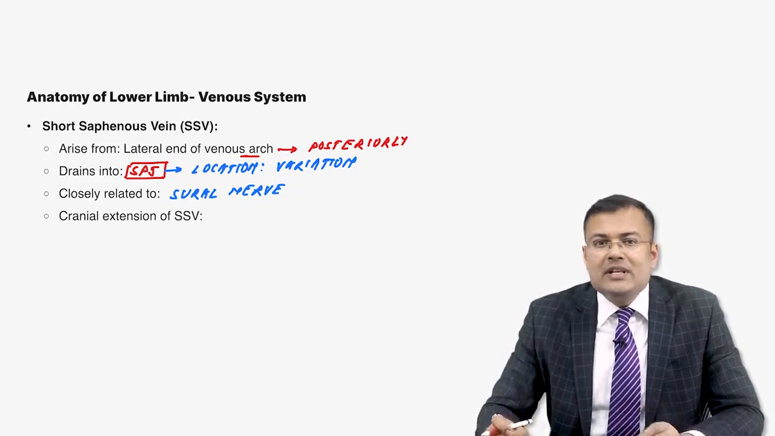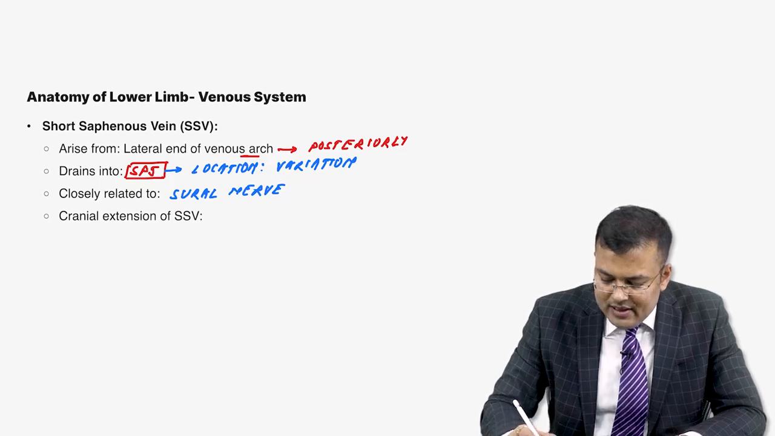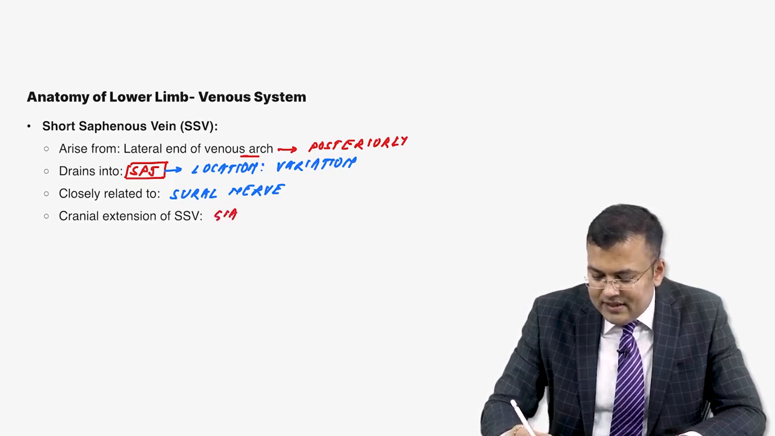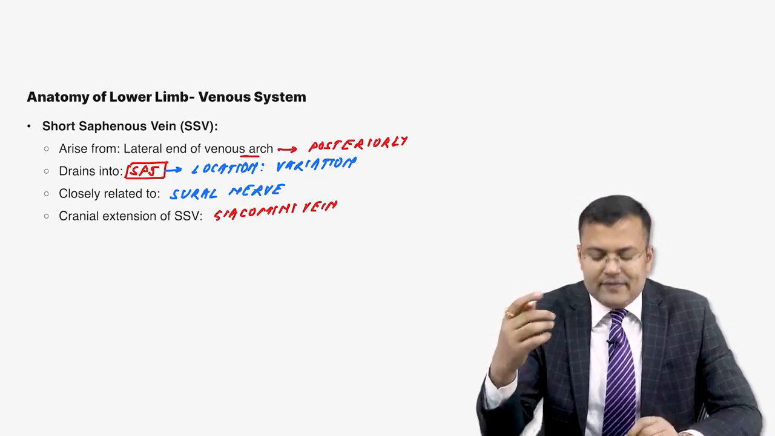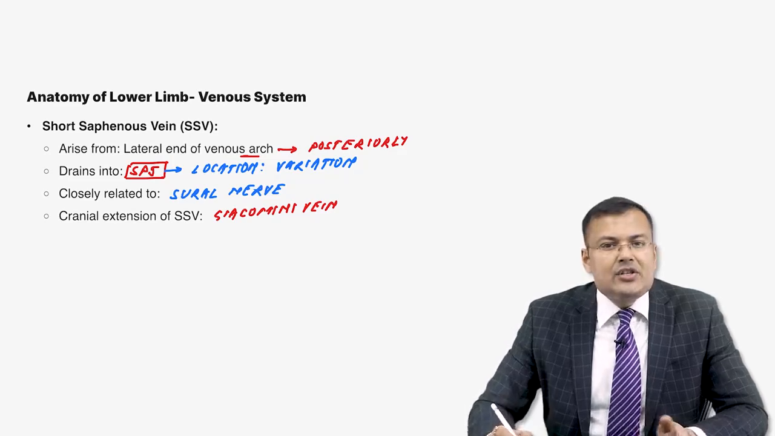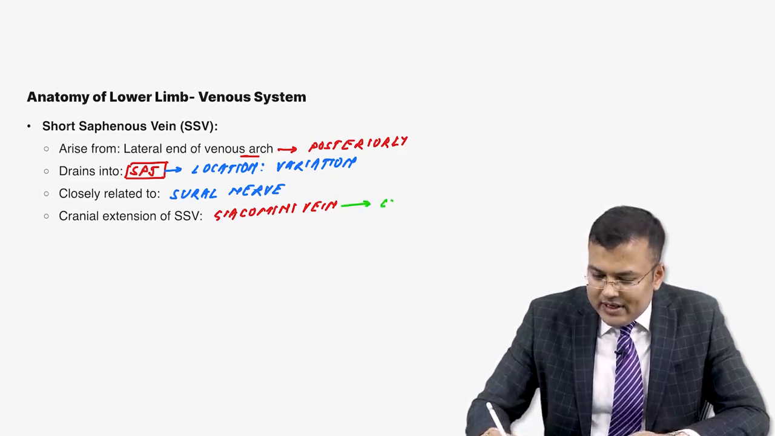There is one expected question: there is a cranial extension of the short saphenous vein, and what is its name? This is known as the Giacomini vein. Clear? This Giacomini vein, the cranial extension of the short saphenous, actually connects with the great saphenous vein.